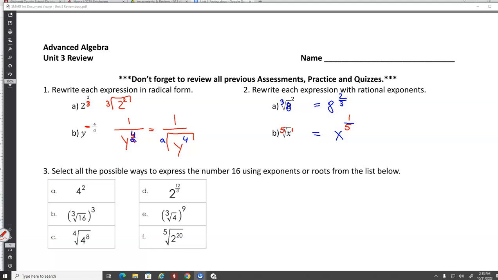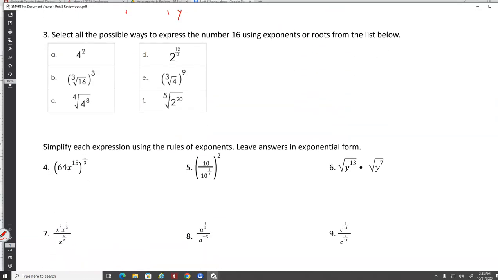All right, question 3, it's asking us, select all possible ways to express the number 16 using exponents or roots from the list below. Of course, we're trying to figure out which one equals 16, so 4 squared is 16, so A is correct. Now, cube root raised to a 3rd power, for example B, you can do it 2 ways. You can turn it into an exponent, so 3 over 3, okay, because the 3 from the bottom goes on the outside and 3 is an exponent. So that's just 16 to the 1st power, which is 16.